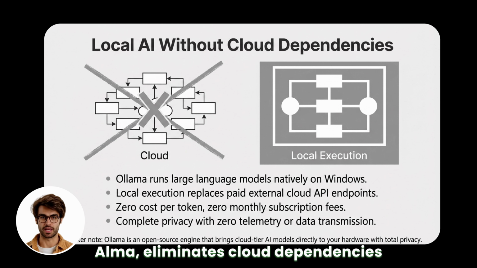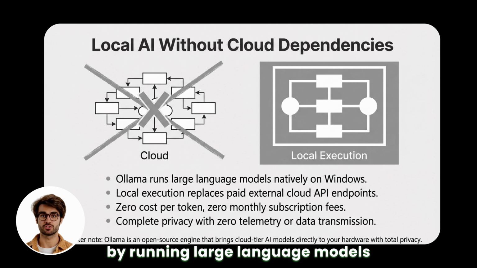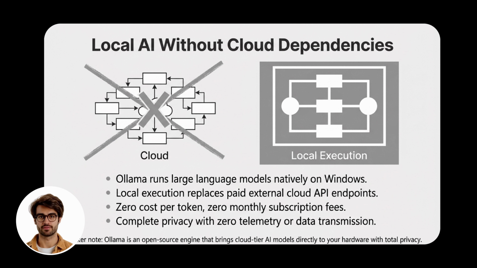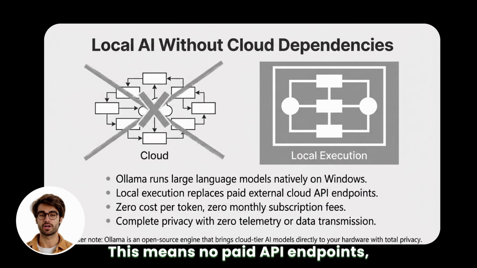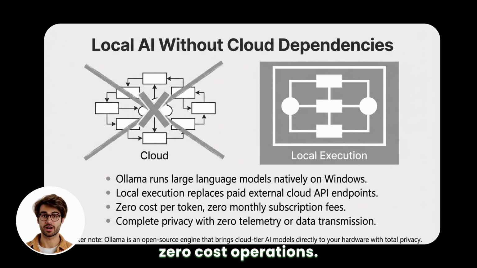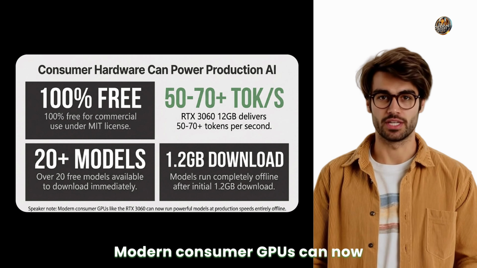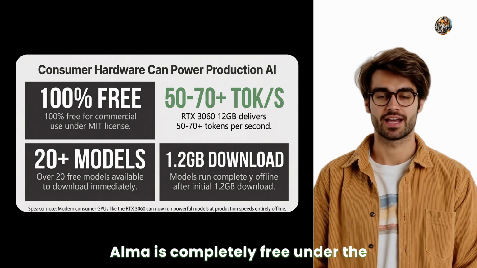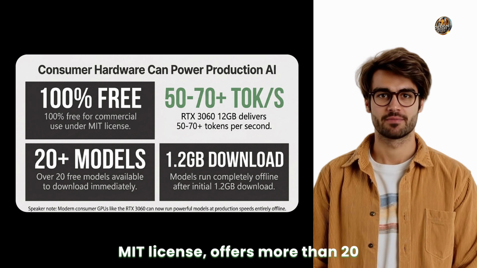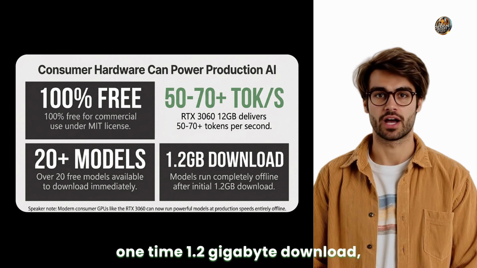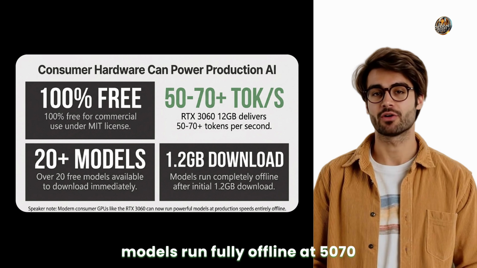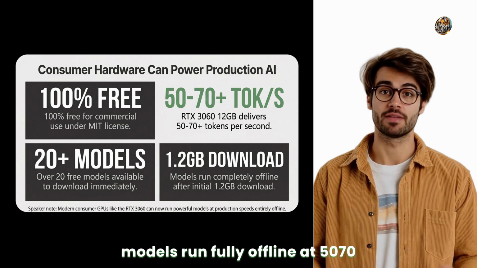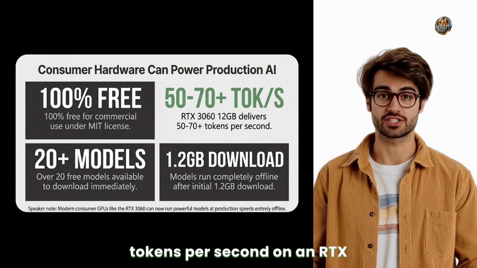Ollama eliminates cloud dependencies by running large language models directly on your Windows machine. This means no paid API endpoints, no per-token fees, and no data leaving your device, delivering full privacy and predictable, zero-cost operations. Modern consumer GPUs can now power production-grade AI. Ollama is completely free under the MIT license, offers more than 20 ready-to-use models, and after a one-time 1.2 GB download, models run fully offline at 50 to 70+ tokens per second on an RTX 3060.